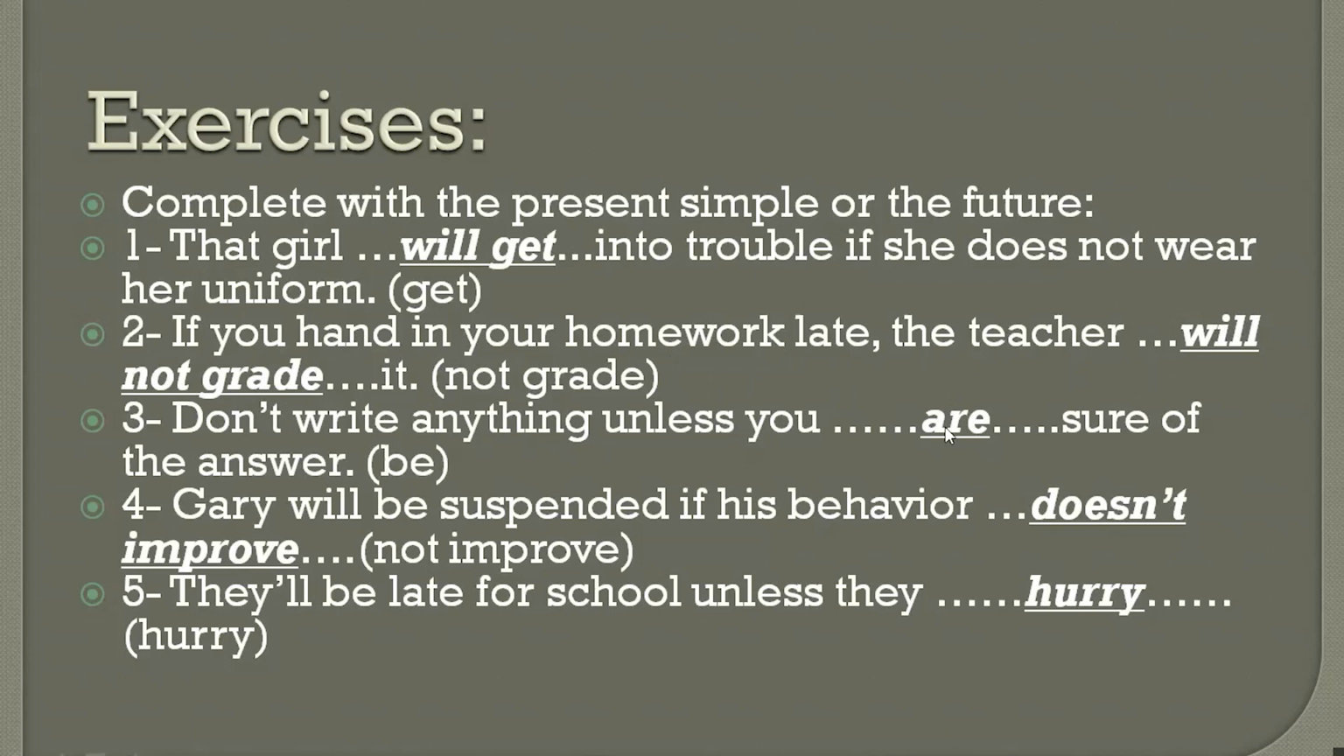Number 3, don't write anything unless you are sure. We're supposed to use the present, and the present of verb to be is are, unless you are sure. Number 4, Gary will be suspended if his behavior doesn't improve. We need to use the present. Number 5, they will be late for school unless they hurry. We also need to use the present.